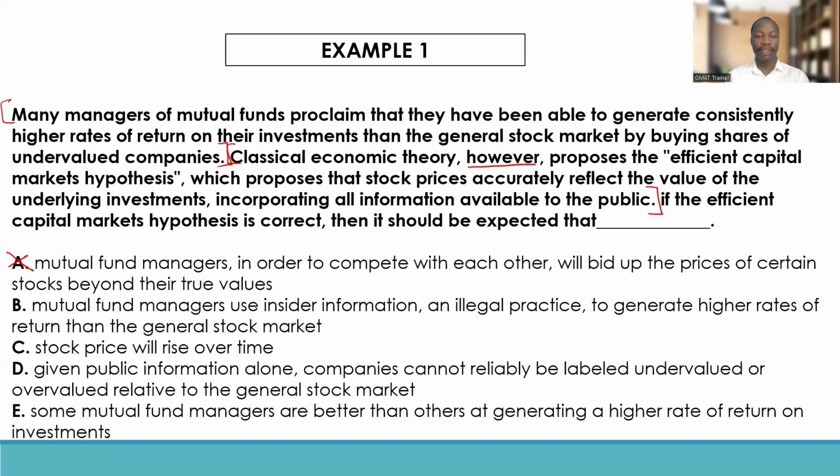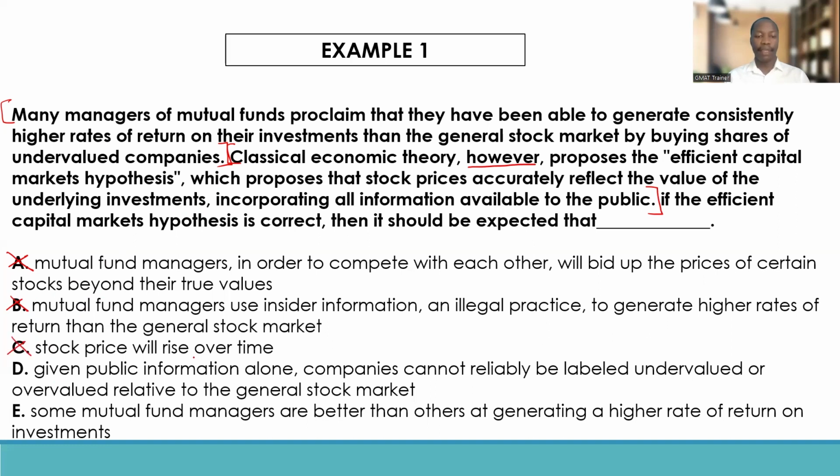B, mutual fund managers use insider information and illegal practice to generate high rates of return on the general stock market. This is an example of an extreme answer. This answer choice B holds a strong opinion about mutual fund managers and presents a line of facts which might be true, but in this case, it's a strong opinion. We're not presented with information that relates to or agrees with this information in B. So eliminate B. C, stock price would rise over time. This is sort of vague, does not really relate to information in the second sentence, so eliminate C.